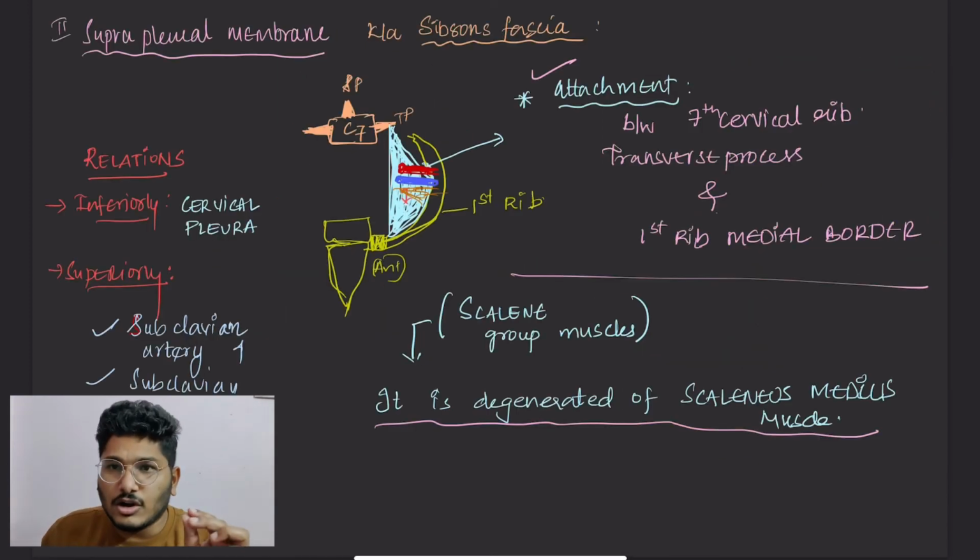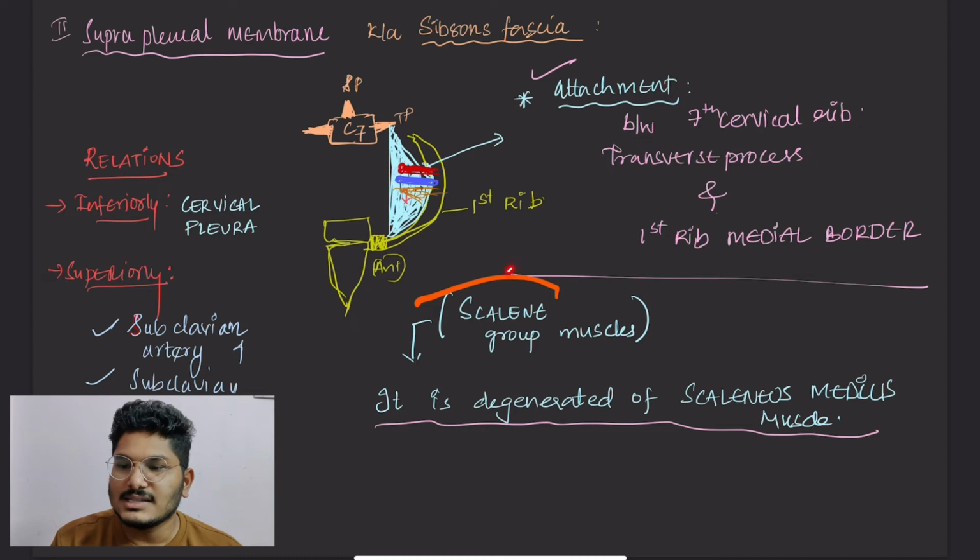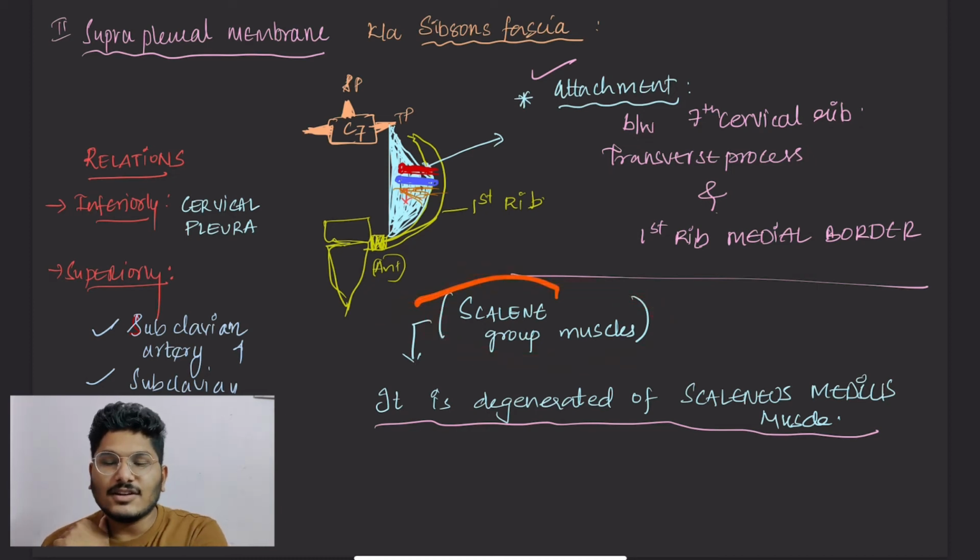A small anatomical concept called the suprapleural membrane or Sibson's fascia is also another important anatomical relation here. So what is this Sibson's fascia? There is a group of muscles called the scalene group of muscles, arising from the transverse processes of the cervical vertebrae towards the medial border of the ribs, especially the first rib. These are called the scalene group of muscles.